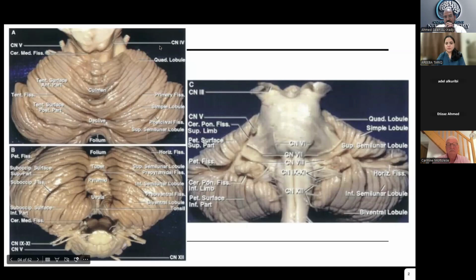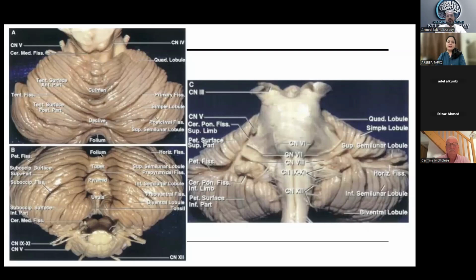The labeling on the right side is basically the old anatomical nomenclature for the cerebellum, which divides it into many parts. But for simplification, let's focus on this: the tentorial surface is divided by the help of the tentorial fissure into an anterior part and a posterior part. And the parts of the vermis present are culmen, declive, and folium.